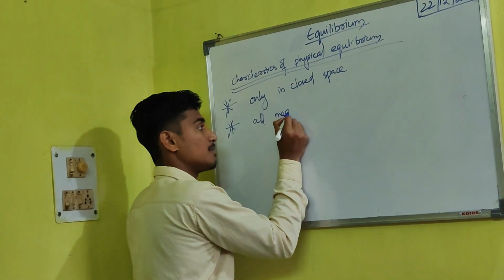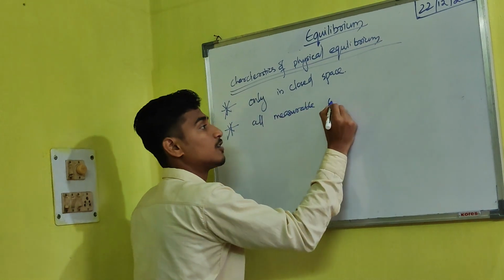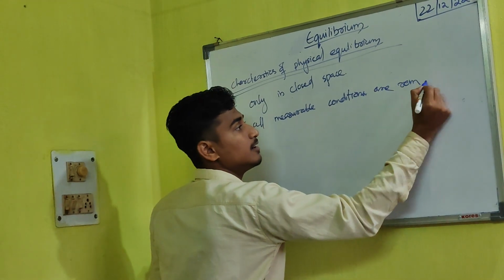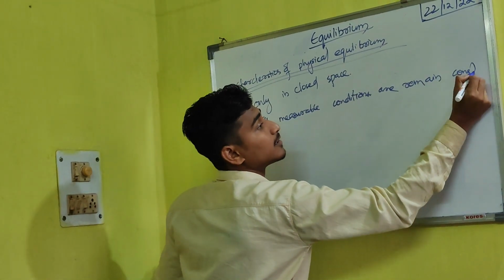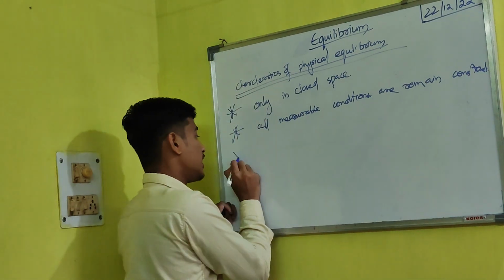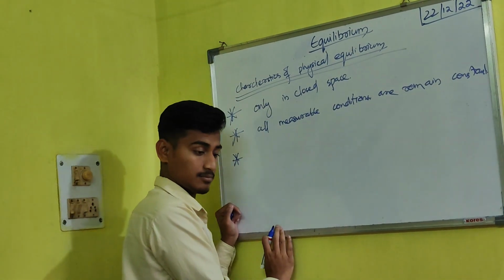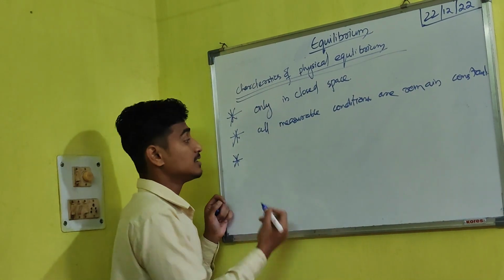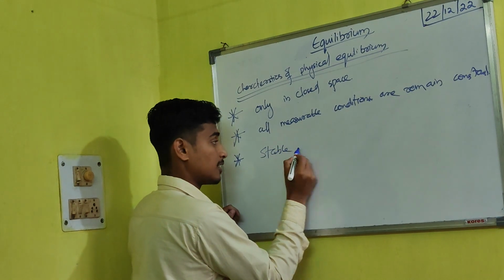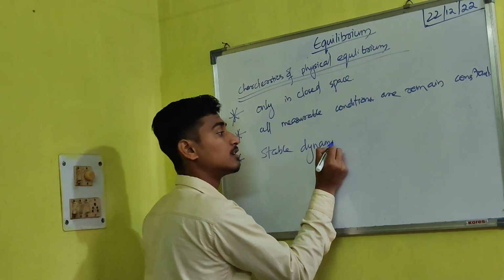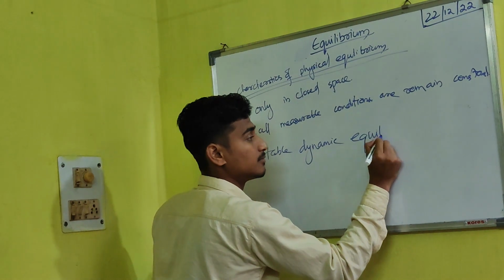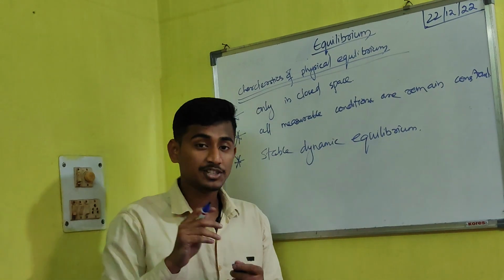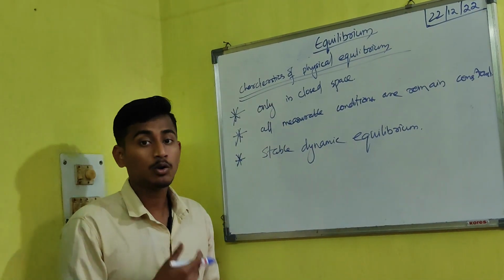All measurable conditions remain constant. And the third point is that it is a stable dynamic equilibrium. The third point is stable dynamic equilibrium. These are the characteristics of physical equilibrium.